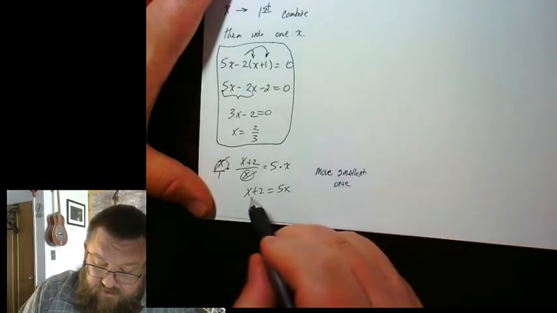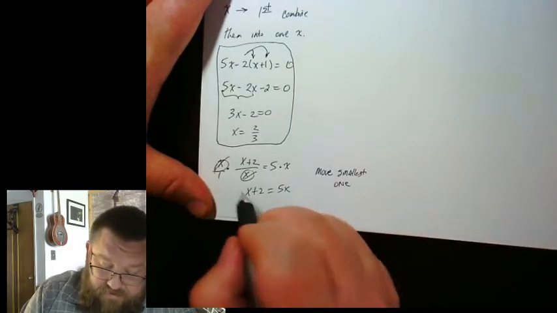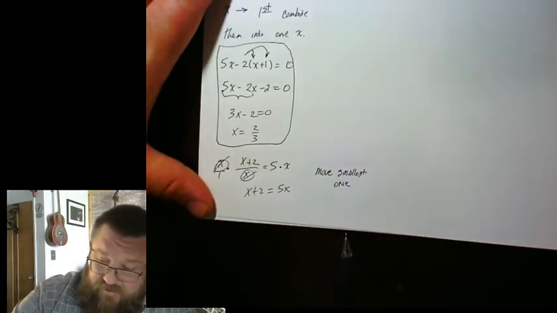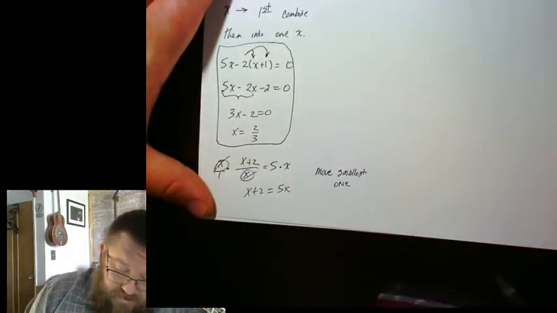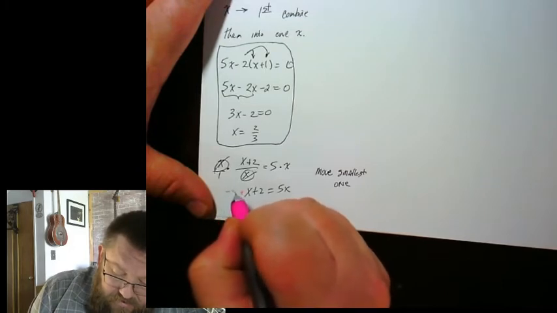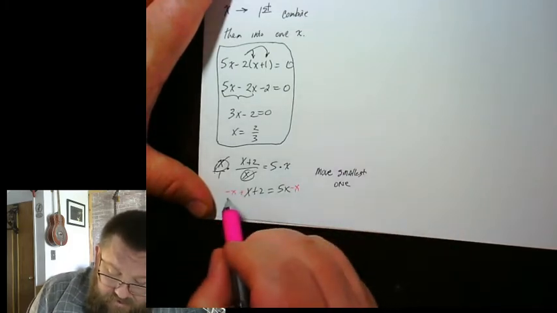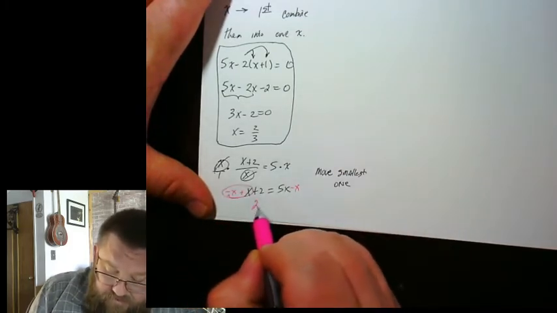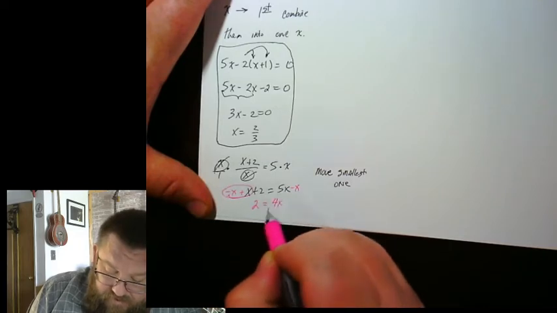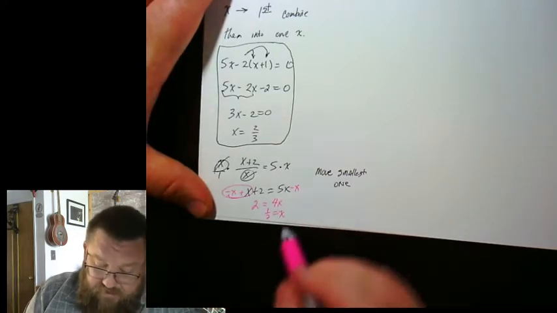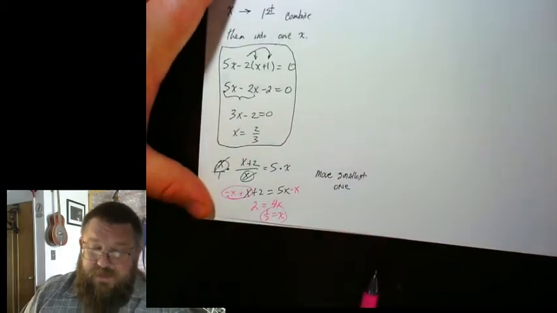So here, you see how x is smaller than 5x. We want to get rid of that one. So in this case, we're going to subtract x from both sides, like this. You see? That makes 0. 2 equals 4x. So 1/2 is x. Do you see?